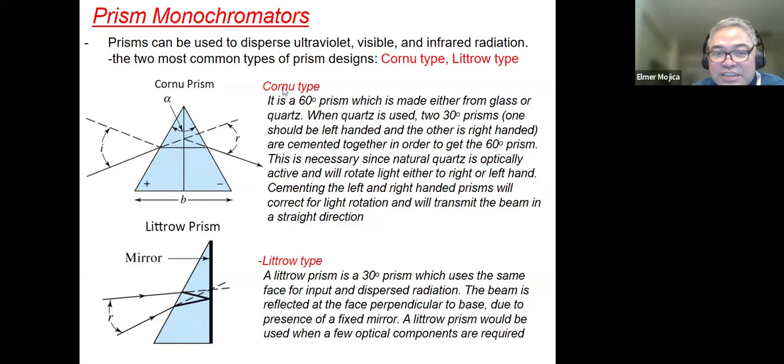So if you have the Cornu type, it has a 60-degree prism, which is made either from glass or quartz. And when quartz is used, there are two 30-degree prisms, one left-handed and the other right-handed. They're cemented together in order to get the 60 degrees. This is necessary since natural quartz is optically active and will rotate light either to the right or left hand. Cementing the left- and right-handed prisms will correct the light rotation and will transmit the beam in a straight direction.